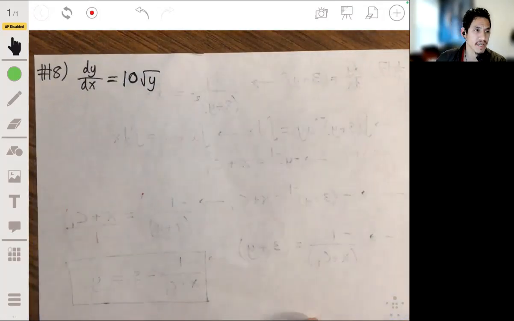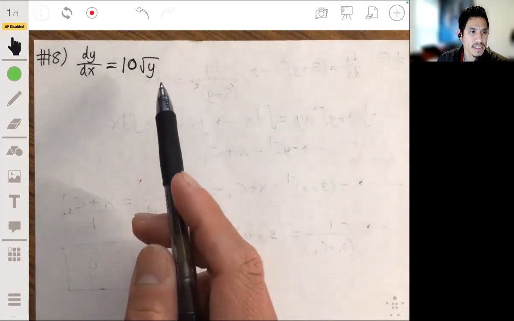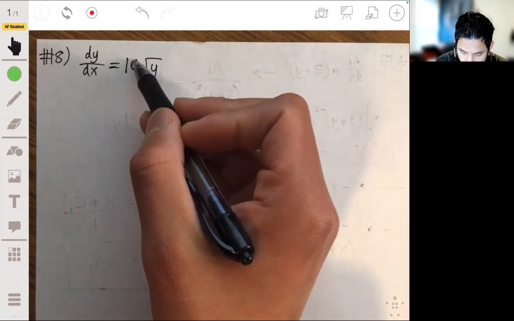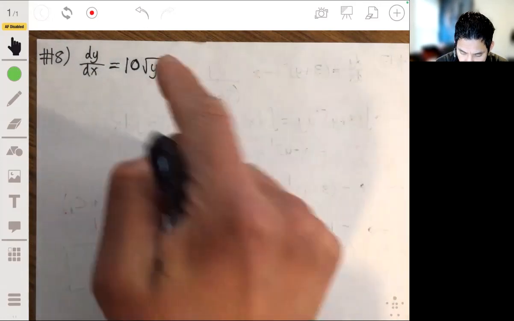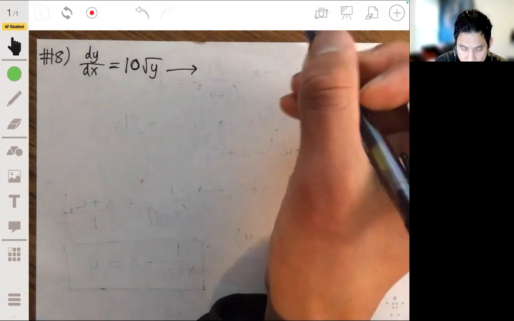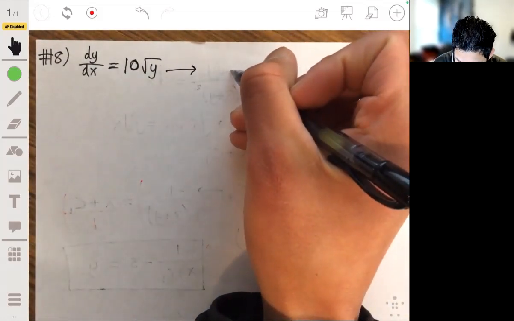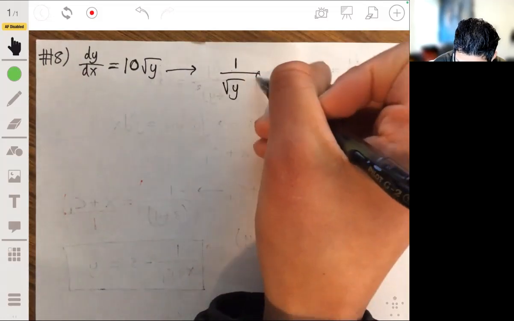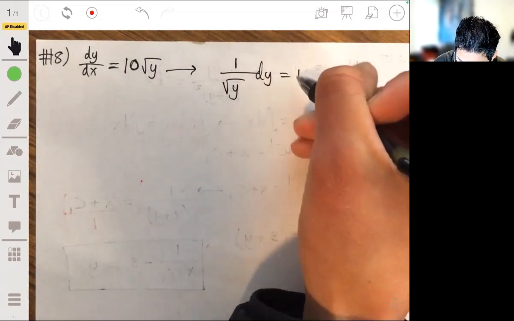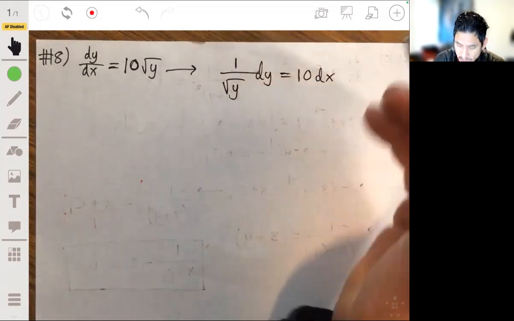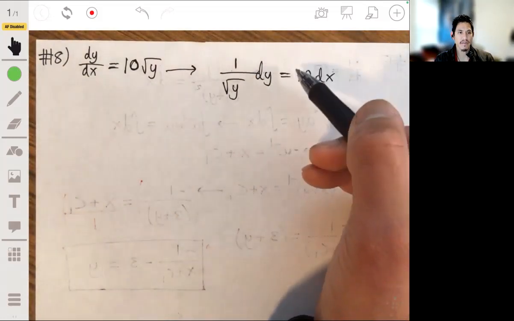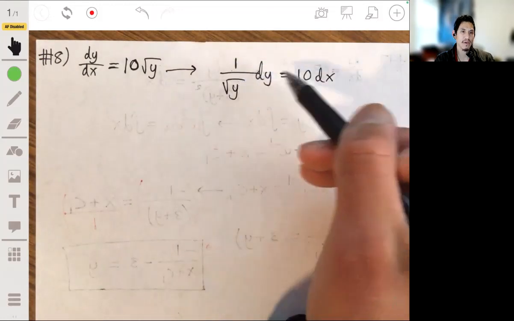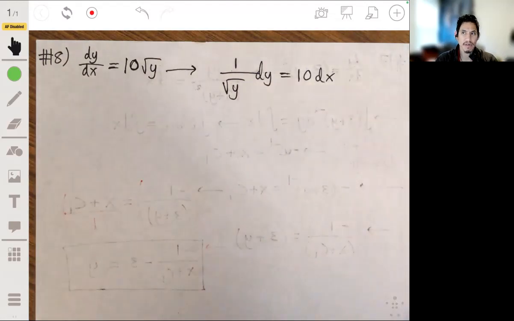All right, let's look at number 18. We got dy dx equal to 10 square root of y. So again, let's multiply both sides by dx and divide by square root of y. So we'll get 1 over the square root of y times dy being equal to 10 dx. The 10 can go on either side. It doesn't actually matter. You can divide both sides by 10 and you'll see 1/10 times the square root of y, or just leave it on the right side. I'm just going to leave it on the right side. It doesn't really matter.